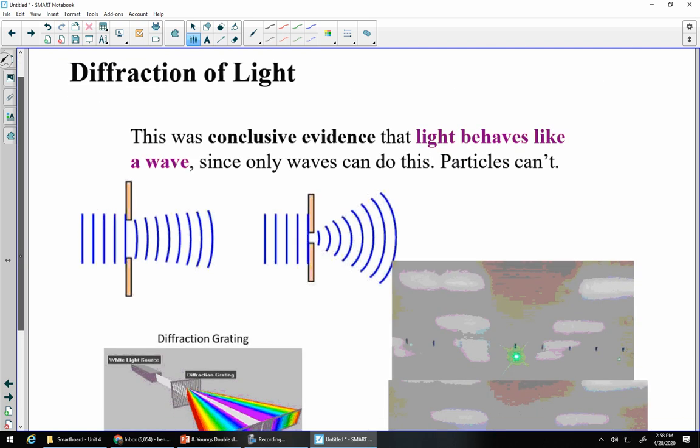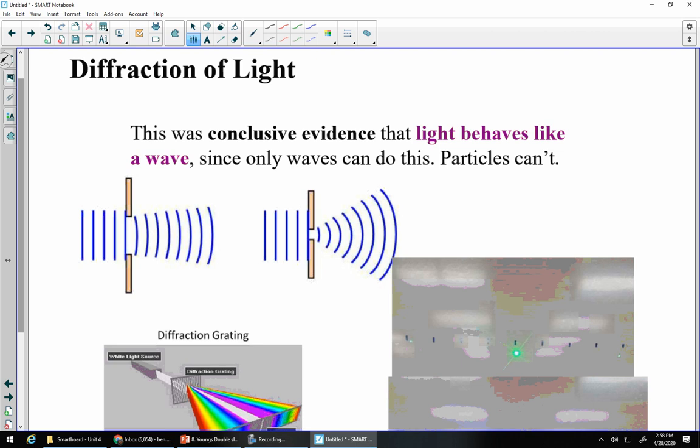So first and foremost, we've got the diffraction of light. This diffraction of light is conclusive evidence that light behaves like a wave, right? If you remember diffraction, it's the spreading out of a wave, sort of filling the space as a wave passes by a corner or through an opening, right? So through a slit is what we're looking at.